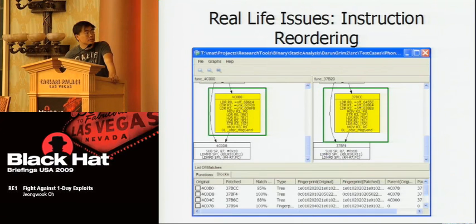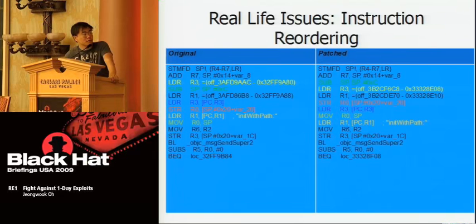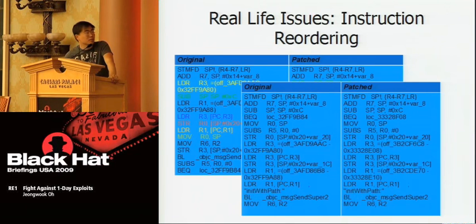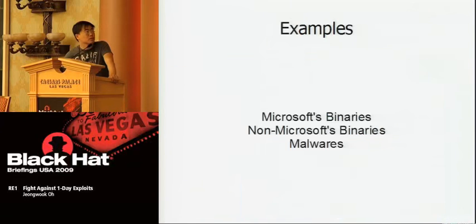So yeah, this is the example. Actually, the left and right blocks look very similar, but if you look closer, the colored ones, blue, red and yellow lines, are actually out of order between the right and left. They are not matching. So we solved this problem by generating a data flow graph, serializing each node, and reordering them. The old one becomes the left one. So yeah, they match.